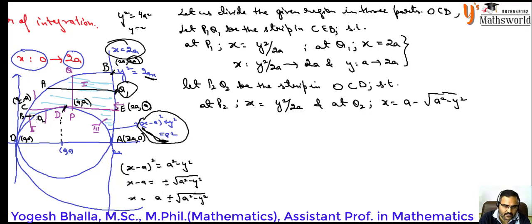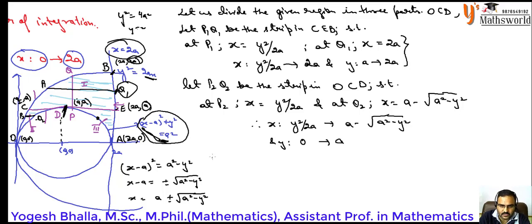The second one, where we take this point, will be a plus, because we are taking the point after a. So therefore x is varying from y square by 2a to a minus root of a square minus y square, and y is varying from 0 to the point height a. Here y is varying from 0 to a.